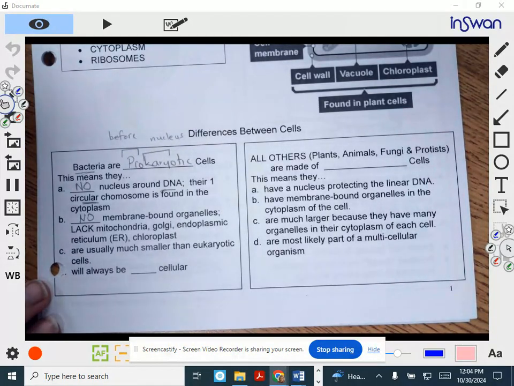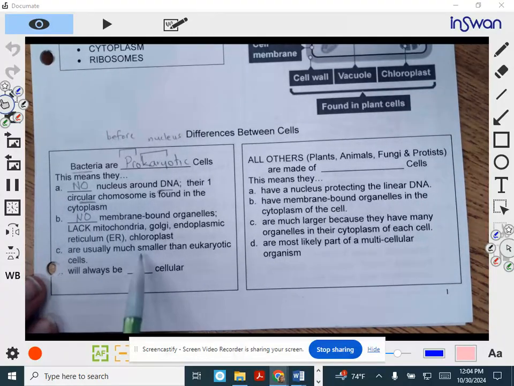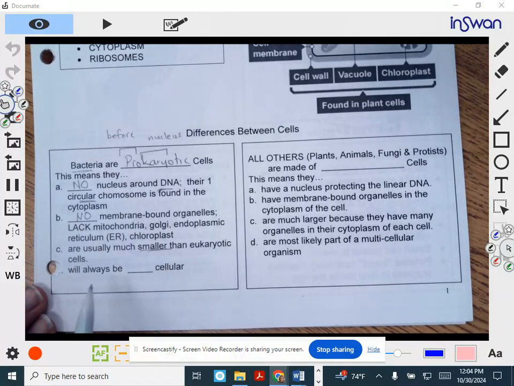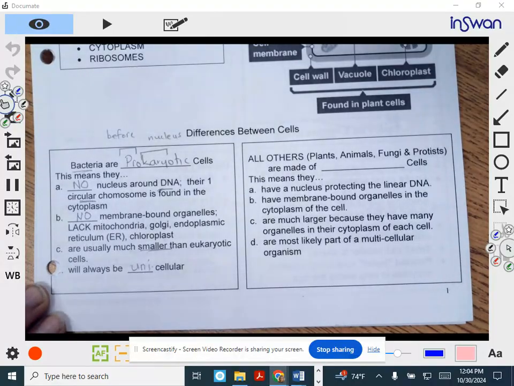Another difference is that we usually see bigger cells, like our white blood cells engulfing bacteria, and they're much smaller. You think about it, they are going to be much smaller because they don't have a lot of stuff inside of them. And we also will see that all bacteria cells just live on their own. They're just one cell big. So we say that they're single cell, or we can say that they are unicellular organisms.